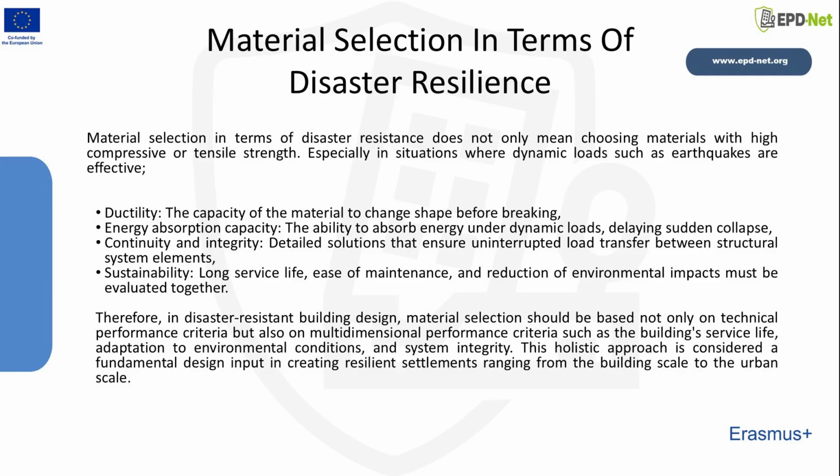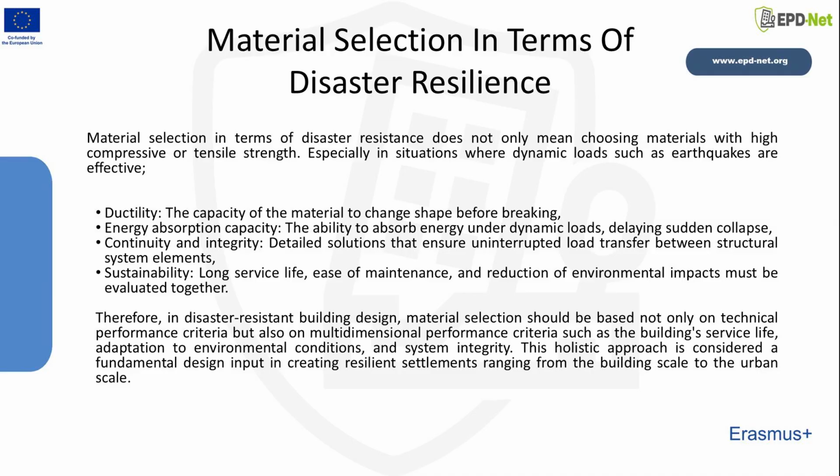One of these criteria is ductility. Ductility refers to the capacity of a material or system to change shape before breaking. This helps prevent sudden collapse. Another important criterion is energy absorption capacity. Under dynamic loads, materials and structural systems should absorb energy and delay failure.